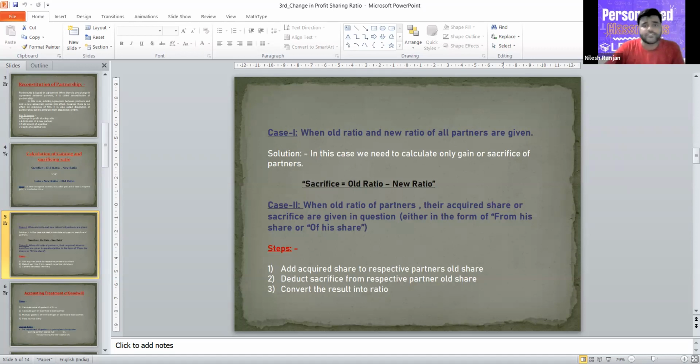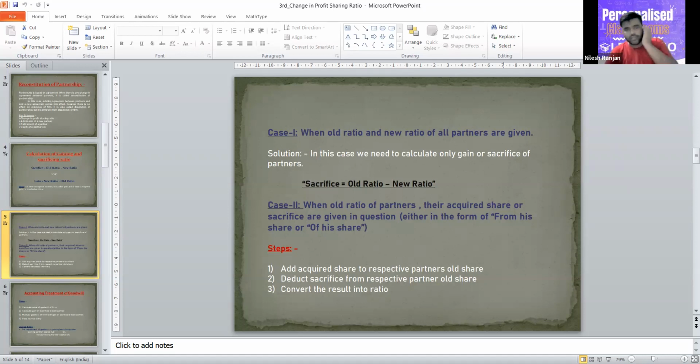You can see here it is the first case when old ratio and new ratio of all partners are given. The solution is given. In this case, we need to calculate only gain or sacrifice of partners. Sacrifice equals old ratio minus new ratio. So this is very simple.